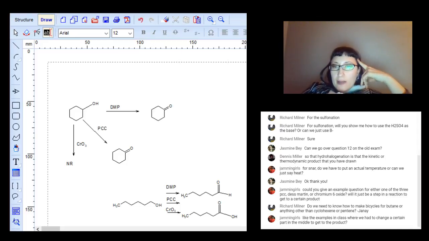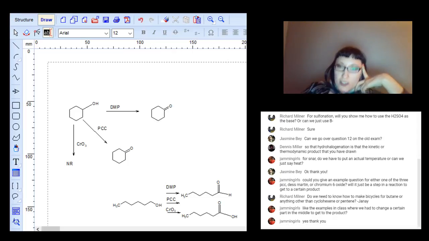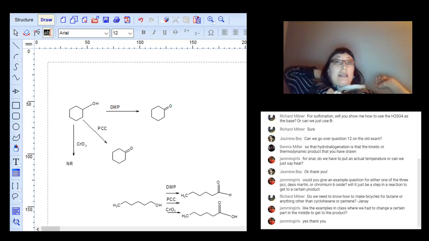Do we need to know how to make bicycles for butane or anything else other than cyclohexane or pentene? Yes, you should be able in theory to do bicycles for anything. If you understand how it works, then that's what you got. Usually what we're going to be doing is cyclohexane or pentene, because those are going to be the easiest ones to have a diene involved.